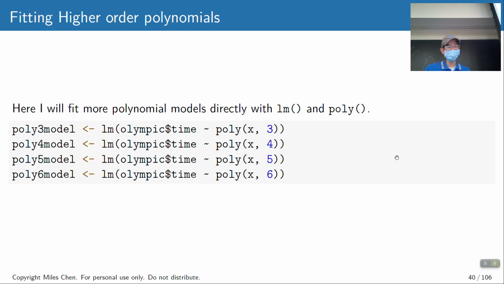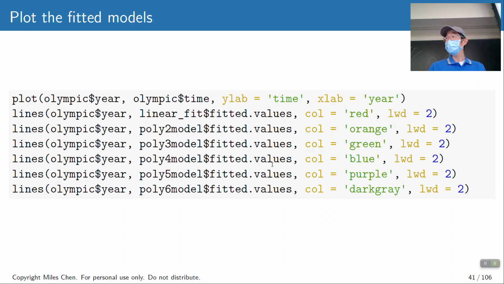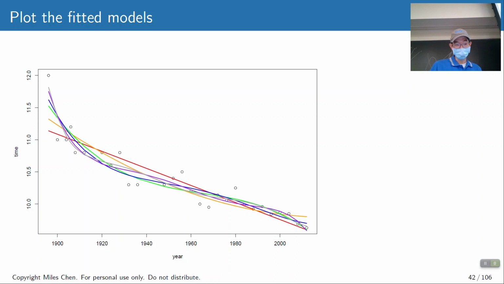All right, so here I'm going to try fitting a third order, fourth order, fifth order, and sixth order polynomial. I'm just going to say fit a linear model taking your x values and making third order, fourth order, fifth order, or sixth order polynomial terms, and try to fit the relationship there. Then here I'm going to plot all of these. We first do a linear in red, and then quadratic in orange, third order in green, blue, purple, dark gray, and this is the resulting plot.